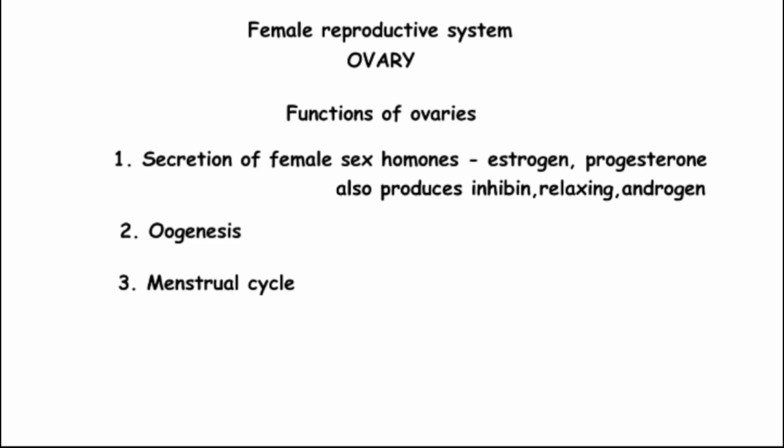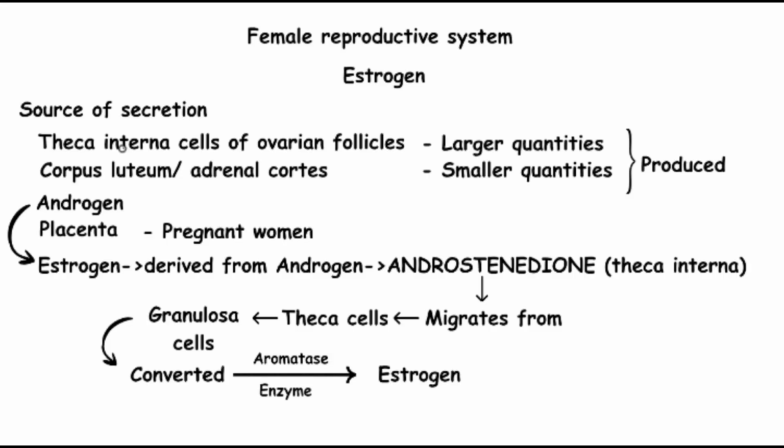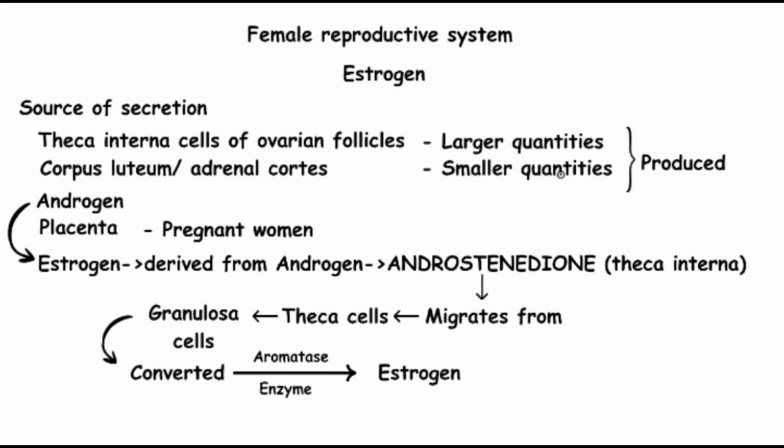Functions of the ovary. Secretion of female sex hormones, that is estrogen and progesterone. It also produces inhibin, relaxin, and androgen. Oogenesis and the menstrual cycle are the other two functions of the ovaries. Source of secretion: theca interna cells of the ovarian follicle, corpus luteum, adrenal cortex, and placenta. The theca interna cells of the ovarian follicles produce estrogen in large quantities. The corpus luteum and adrenal cortex produce estrogen in smaller quantities.